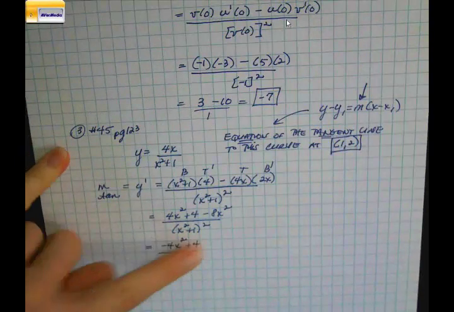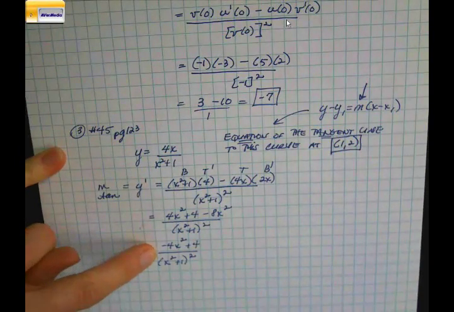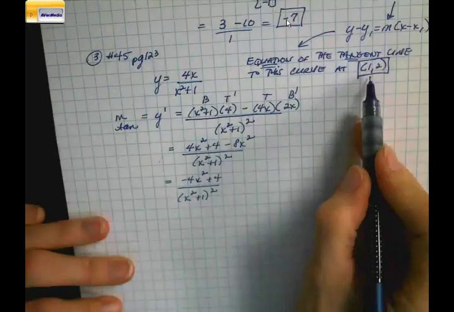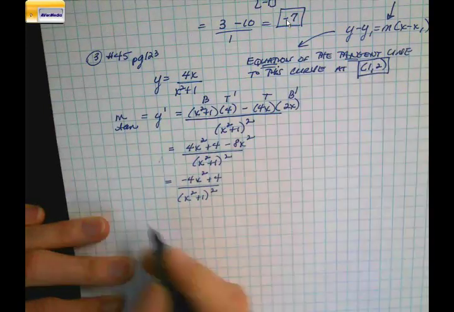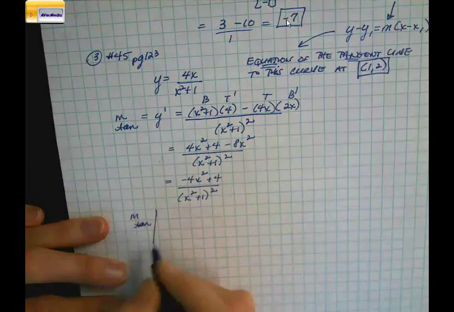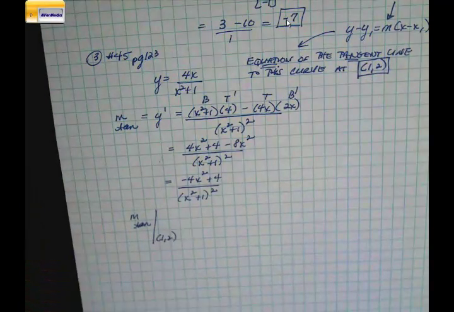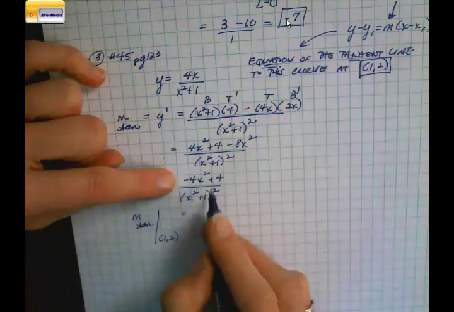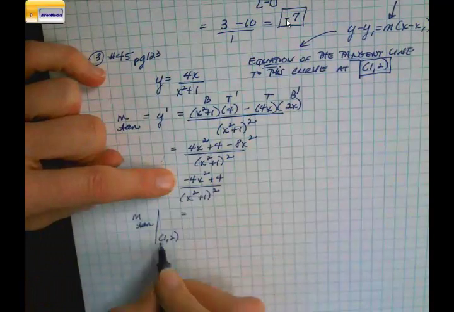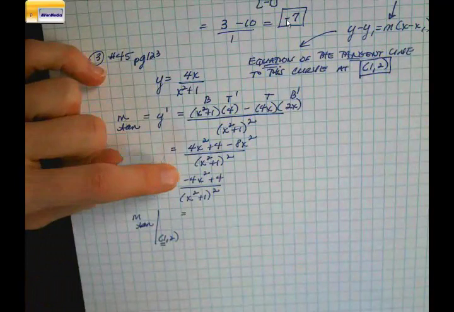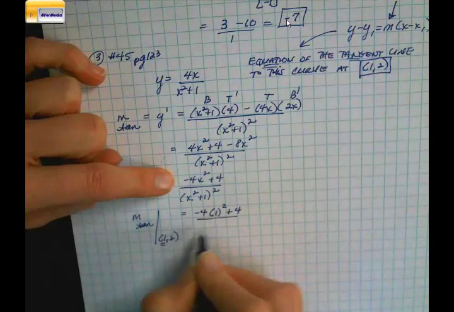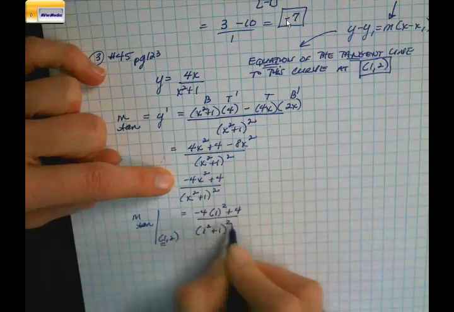There's the slope of the tangent line, that big old mess. It will tell me the slope of the tangent line anywhere on that serpentine curve, that cool-looking curve. We want to know specifically at this point on the curve the slope of the tangent line, so that I can get the equation of the tangent line. So the slope at that point (1, 2) is taking this big ugly piece of algebra and putting the 1 in place of the x. So this is negative 4 times 1 squared plus 4, over 1 squared plus 1, squared.